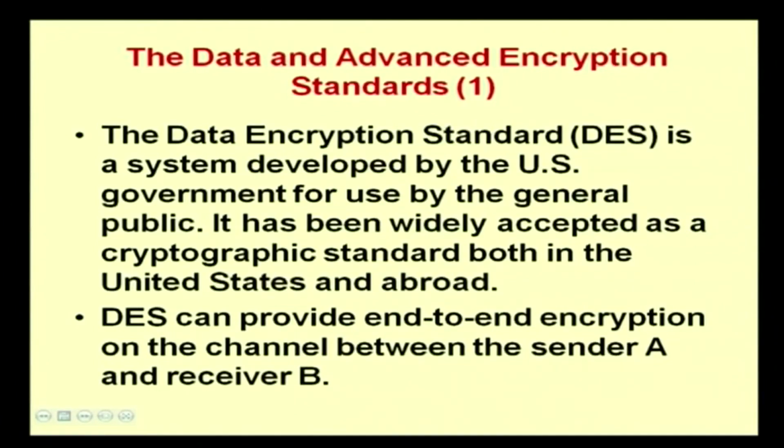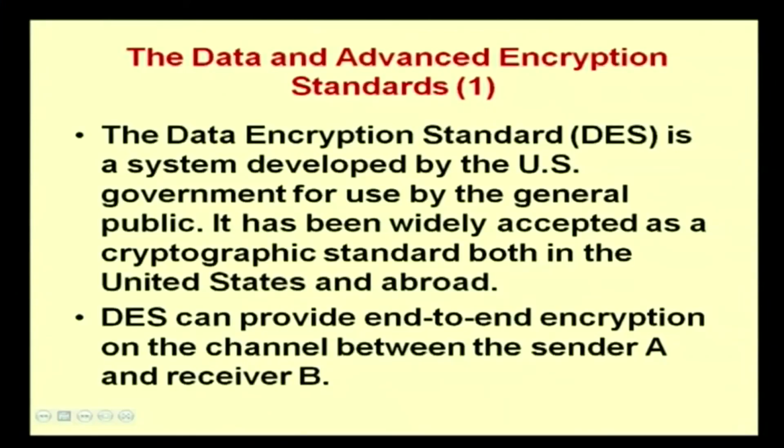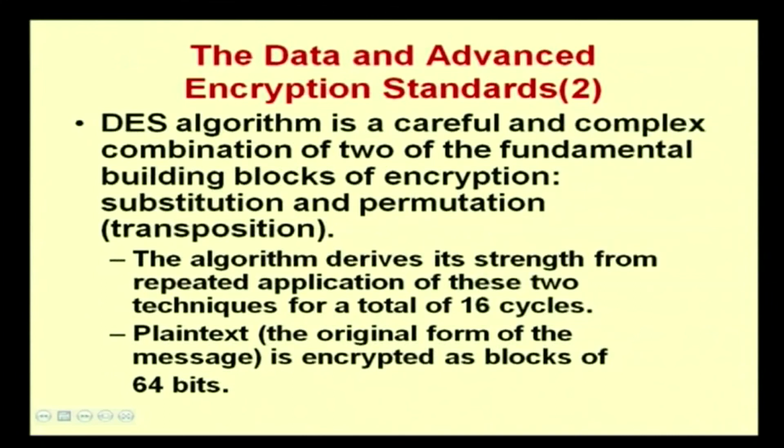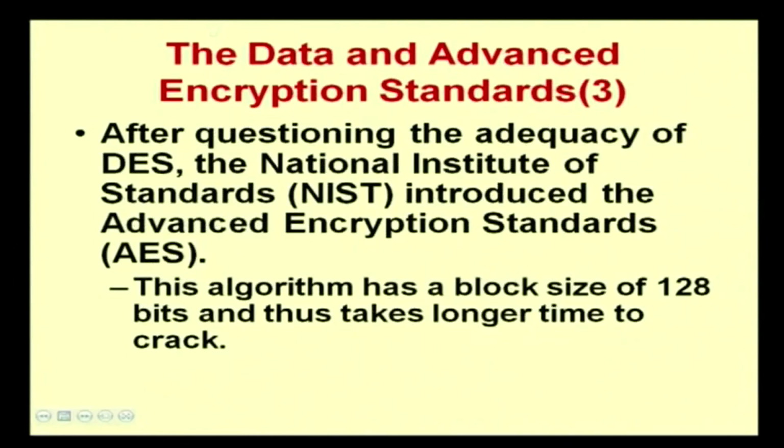It has been widely accepted as a cryptographic standard both in the United States and abroad, and DES can provide end-to-end encryption on the channel between the sender and the receiver. The DES algorithm is a careful and complex composition of two fundamental building blocks of encryption, substitution and permutation. The algorithm derives its strength from repeated application of these two techniques for a total of 16 rounds. Plain text is encrypted in blocks of 64 bits.